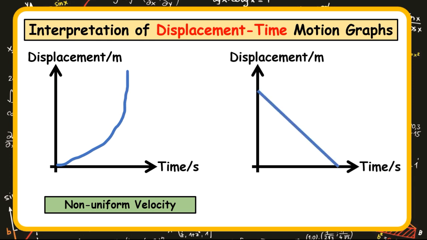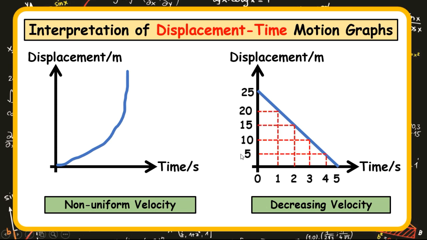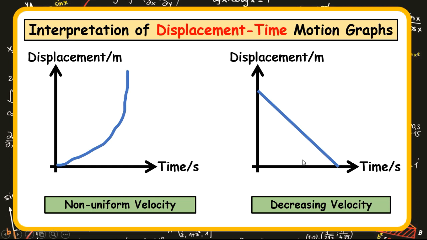And the last graph will be called decreasing velocity, in the sense that when the time increases from 0 to 1, the distance also decreases from 25 to 20. Then at 2 seconds, 15, 3 seconds, 10 meters, then 4 seconds, 5 meters, then 5 seconds, 0 meters. So there is a recorded decrease in the velocity. So we call that one also decreasing velocity. So I trust you have noticed these four as well.